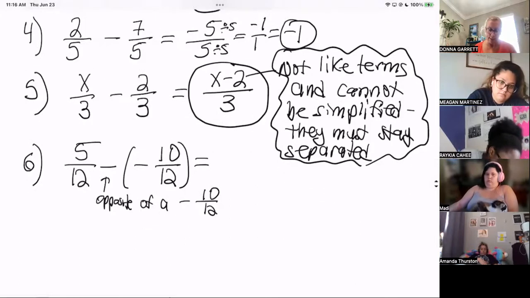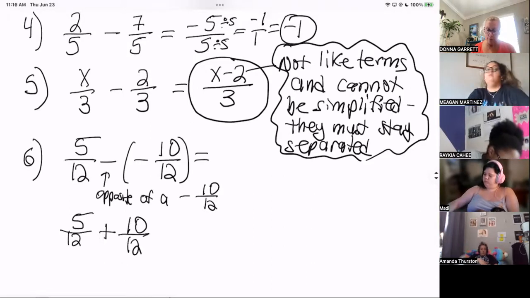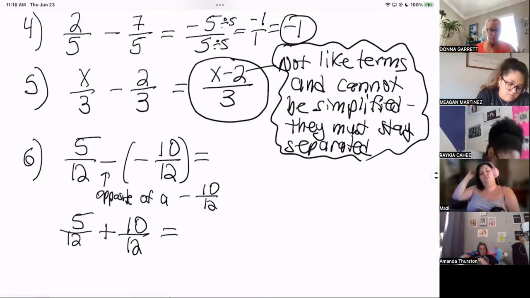But I have to rewrite this. This is really 5 over 12 plus 10 over 12. So minus a negative means plus. Opposite of a negative 12 is a positive 12. Now I can simplify it.